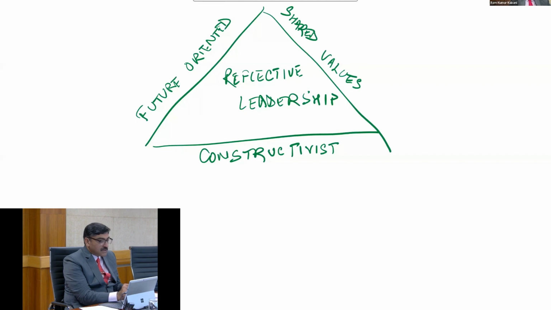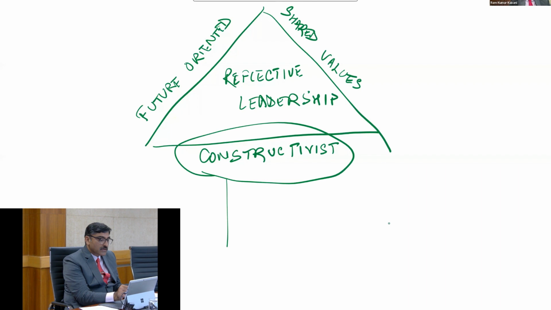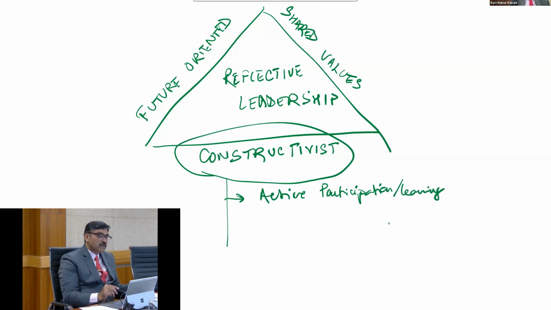What do I mean by having constructivist thinking? Constructivist thinking essentially captures three components. First, there is an aspect of active participation and learning. I'd put it as active participation. You may also call that a learning phase as well. These people, not just the leader themselves, but everyone else out there, capture it.